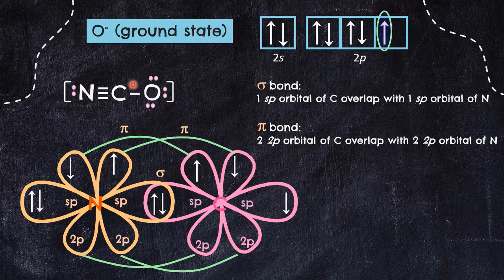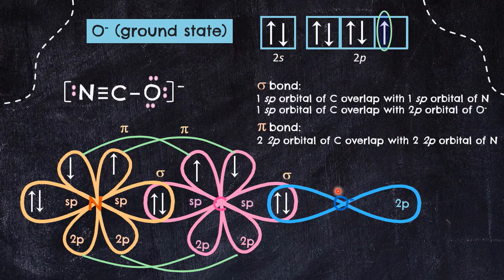Moving on to this O minus. So this O minus has a single bond with carbon. So this one unpaired electron contributed by the sp orbital of carbon will overlap with one unpaired electron on the 2p orbital of O minus. Don't forget to include O minus in here because the number of electrons already changed. Hence, forming the sigma bond between the sp orbital of carbon and the 2p orbital of O minus.